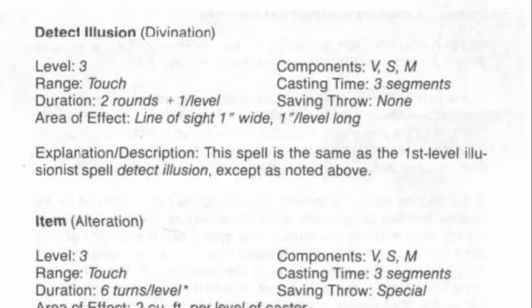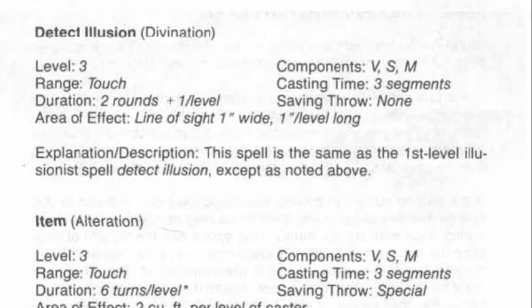Next is Detect Illusion, which has a range of touch, a duration of 2 rounds plus 1 round per level. The area of effect is a distance of line of sight 1 inch wide and 1 inch per level long. This spell is the same as the 1st level illusionist spell, Detect Illusion, except as noted above. I have not gone over the illusionist spells yet. That's going to be after the magic user spells.